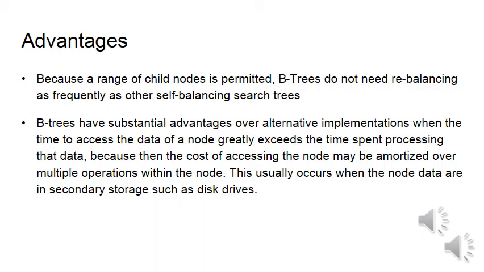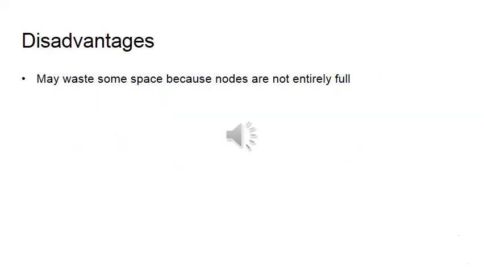Because a range of child nodes is permitted, B trees do not need rebalancing as frequently as other self-balancing search trees. B trees have substantial advantages over alternative implementations when the time to access the data of a node greatly exceeds the time spent processing that data, because the cost of accessing the node may amortize over multiple operations within the node. This usually occurs when the node data is in secondary storage such as a disk drive. The only major disadvantage of a B tree is it may waste some space because nodes are not entirely full.